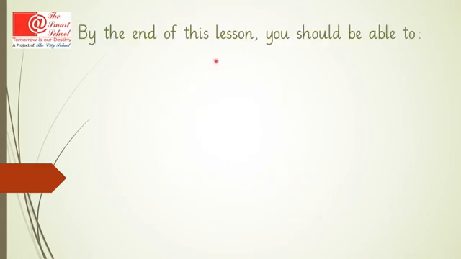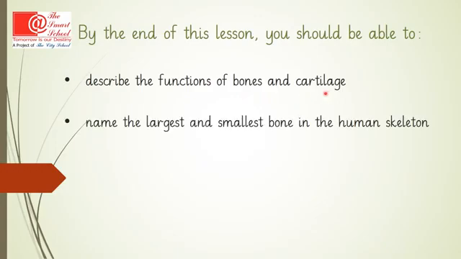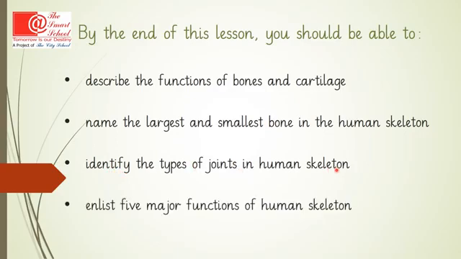By the end of this lesson, you should be able to describe the functions of bones and cartilage. Name the largest and the smallest bone in the human skeleton. Identify the types of joints in human skeleton and enlist 5 major functions of human skeleton.